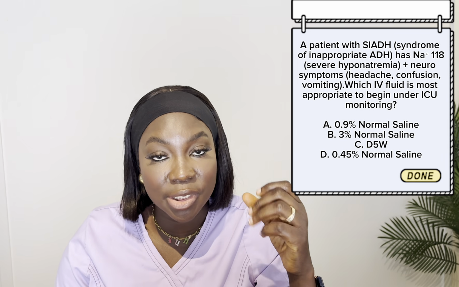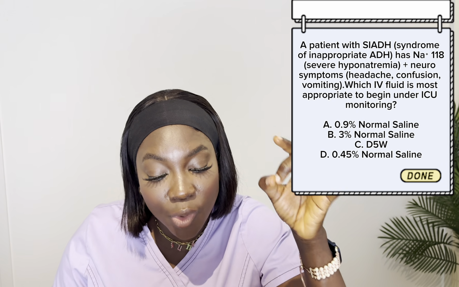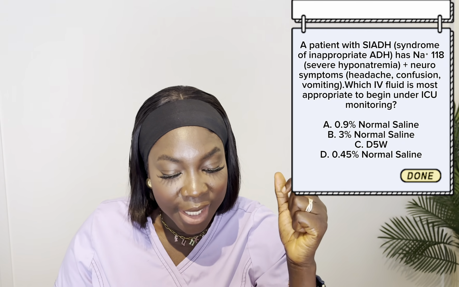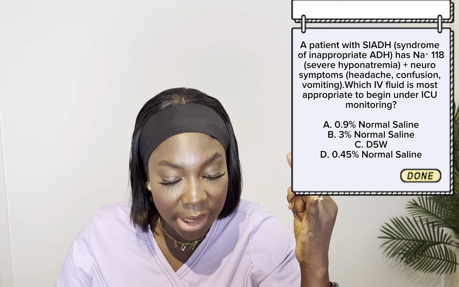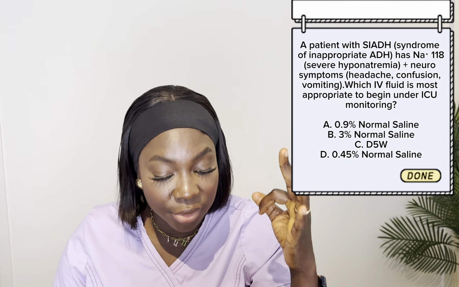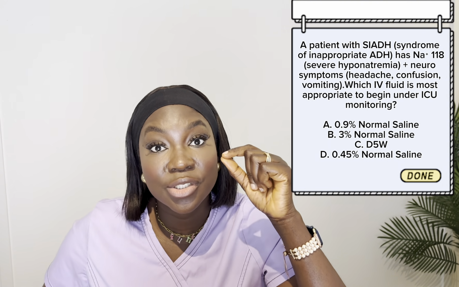Plus neuro symptoms like headache, confusion, and vomiting. Which IV fluid is most appropriate to begin under ICU monitoring? A, 0.9% normal saline, B, 3% normal saline, C, D5W, and D, 0.45 normal saline. Now guys, I want you to understand what's going on here.